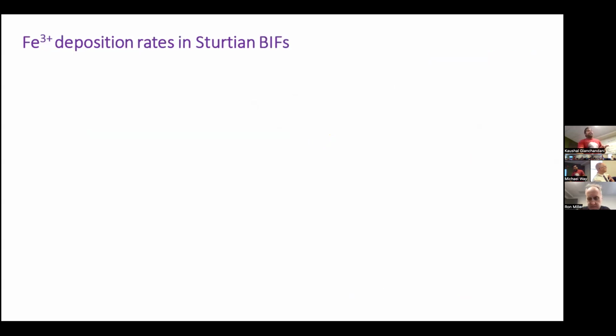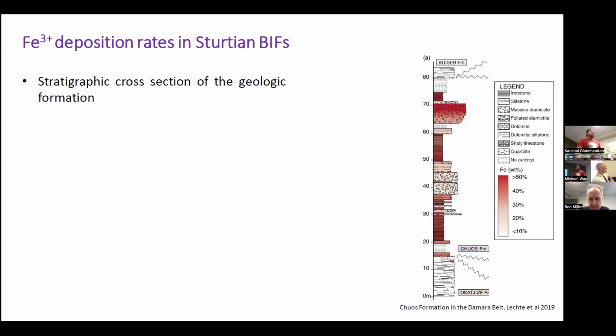We digress a little from the modeling aspect of this project and try to estimate the iron deposition rate from Sturtian BIFs, because it is important to put constraints on these numbers before we start comparing model results to any of the deposits that we have seen. So on your screen right now, you see a stratigraphic cross-section of one of the geologic formations. And you see in this geologic formation, there's some ironstone between 20 meters and 30 meters and between 50 meters and 60 meters.